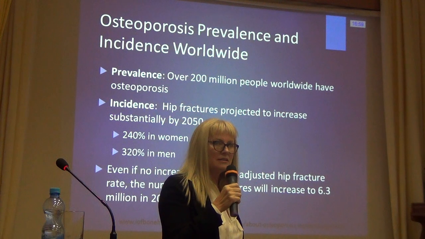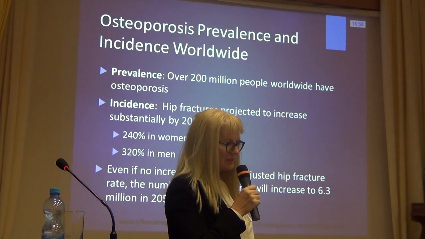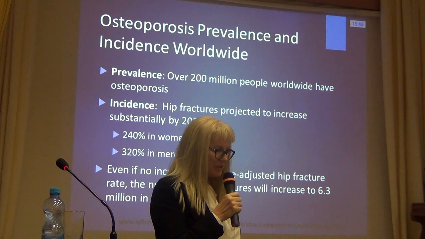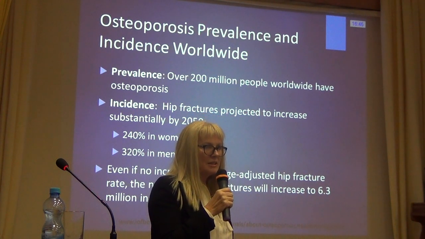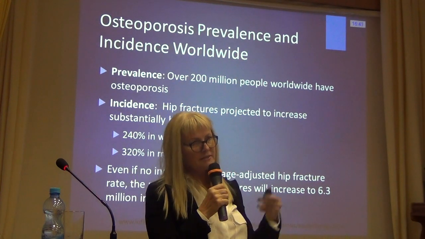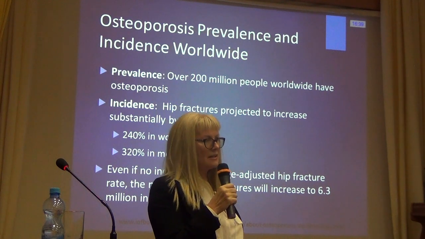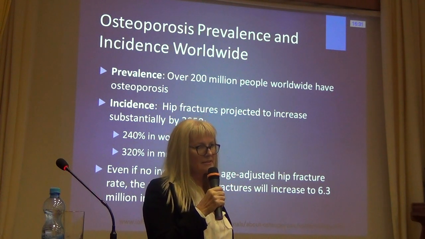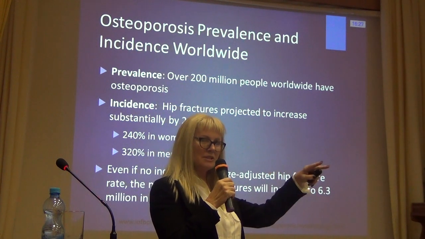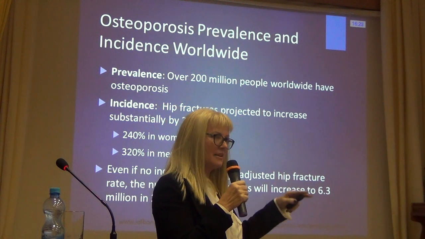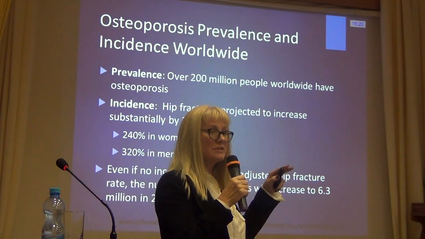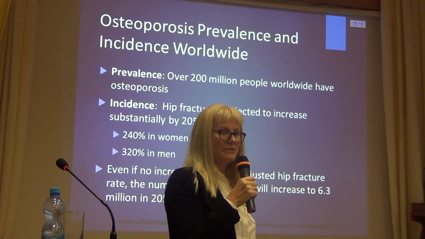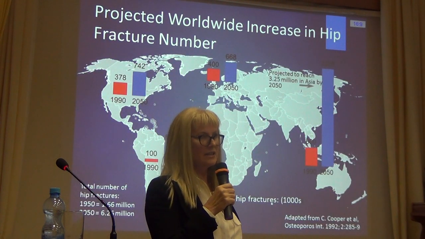About the epidemiology, we know that more than 200 million people are affected by this disease, and the hip fractures are projected to increase substantially. But this is interesting, it will have a very brutal dynamic increase, but this is due to the demographic changes. Because in Europe and in the United States, we already have a plateau regarding the age-adjusted fracture rates. So more than a plateau, we have a decline in the United States and in Europe in the age-adjusted fracture rates. This doesn't happen in Asia, for example.